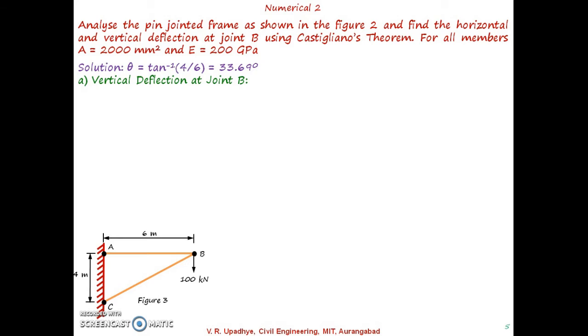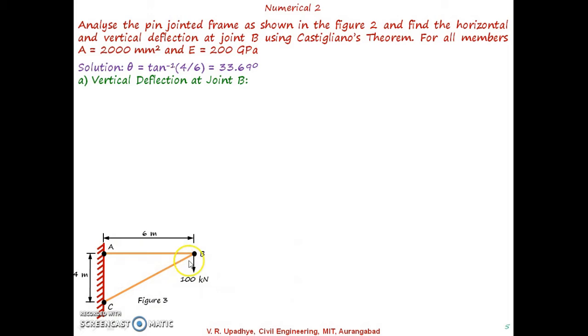So the statement of numerical 2 is something like this. Analyze the pin jointed frame as shown in figure 2 and find the horizontal and vertical deflection at joint B using Castigliano's theorem. It is said that for all the members, area of cross section is 2000 millimeter square and Young's modulus is 200 gigapascal. And the diagram for the numerical is as shown.